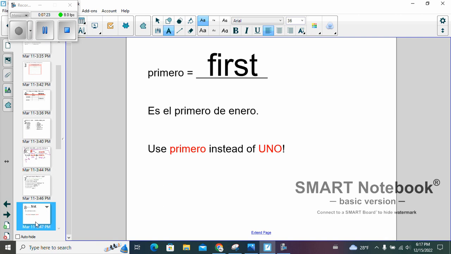Now, in addition, if it's the first of the month, we don't say it's the 1 of January, do we? We'd say it's the 1st of January. And they do the same in Spanish. The word for first is primero. Primero. So instead of writing a 1, if it's the first, we're going to put primero for the month. Es el primero de enero, the 1st of January. Now, if it was the 1st of December, we could say es el primero de diciembre.